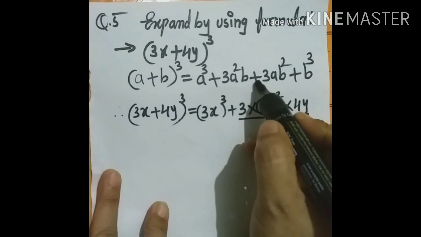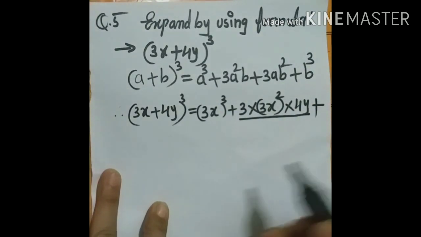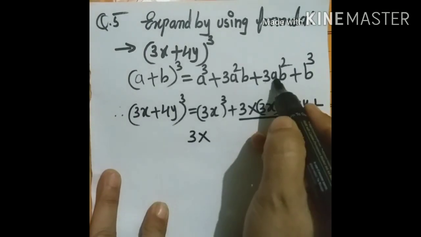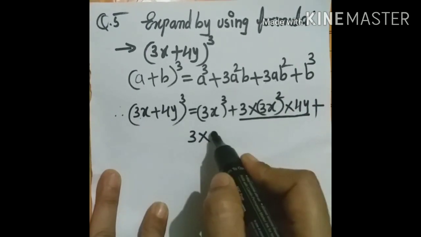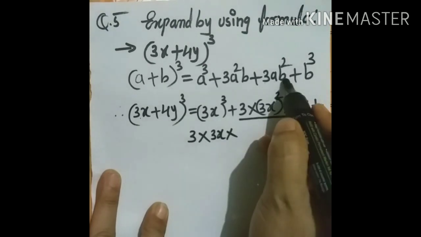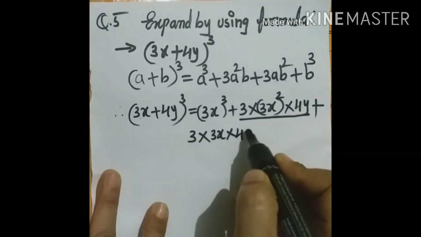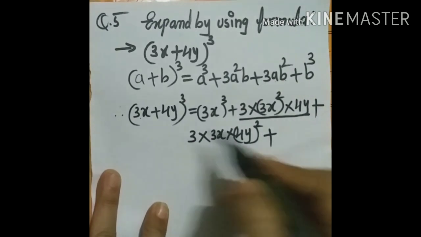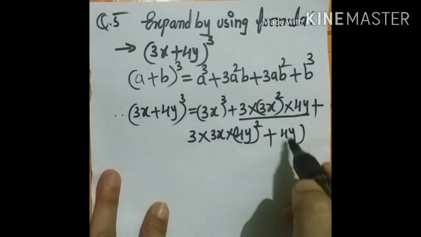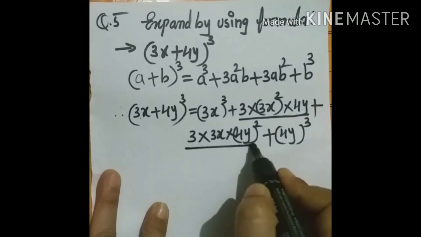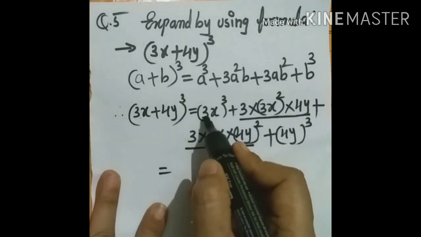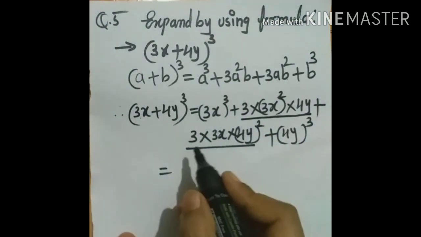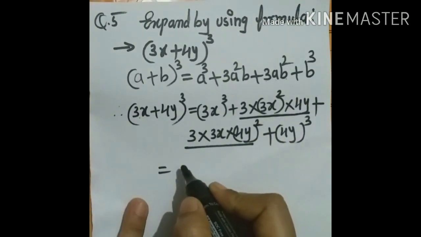After that what will we take? Plus. 3 will be as it is, into a, what is a, children? 3x. B means 4y. Whole bracket raised to 2, plus b means 4y cube. Here underline. Now children, 3 cube is what, children? Tell me. Yes. What is 3 cube?